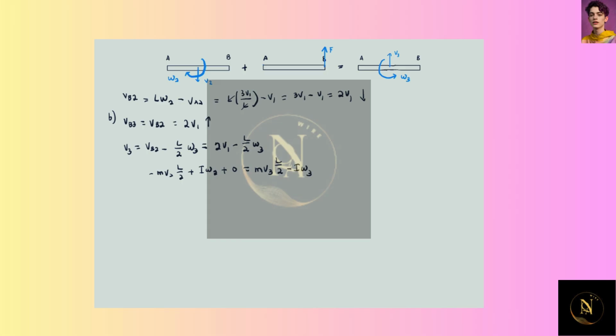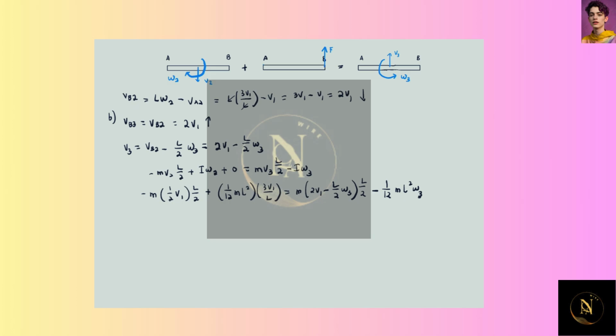So substituting the values that we have, this becomes negative M times 1/2 V1 times L over 2 plus 1 over 12 ML squared times 3 V1 over L equals M times 2 V1 minus L over 2 omega 3 times L over 2 minus 1 over 12 ML squared omega 3.